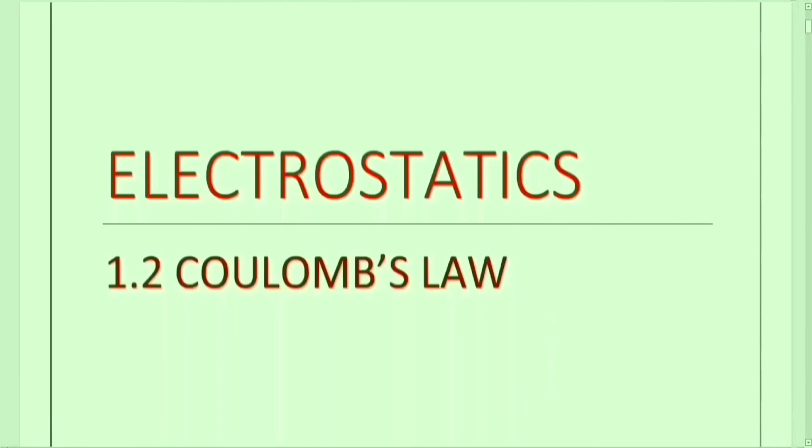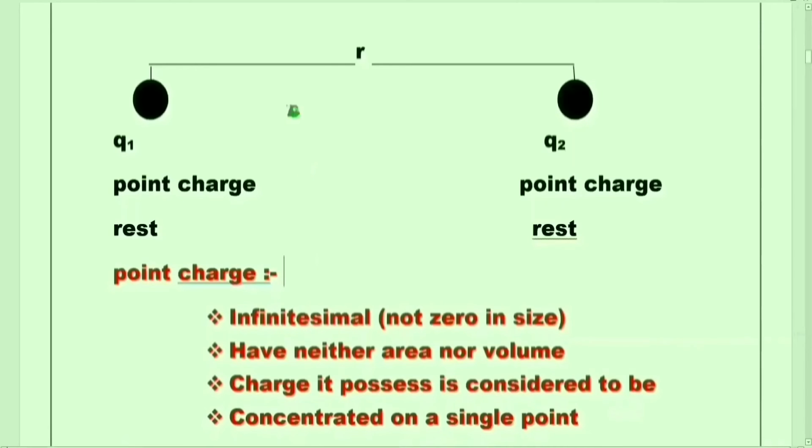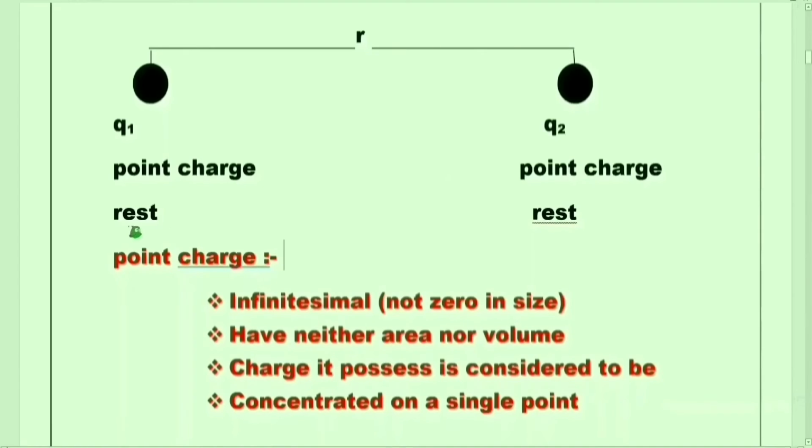In this video, we are going to learn the basic expression for Coulomb's law and discuss important aspects of Coulomb's law. Consider two stationary point charges in vacuum or free space. That is, in vacuum media, we consider two point charges and they both are at rest and separated by a distance r.